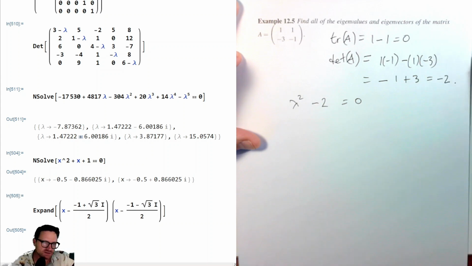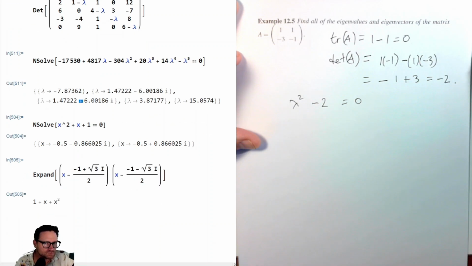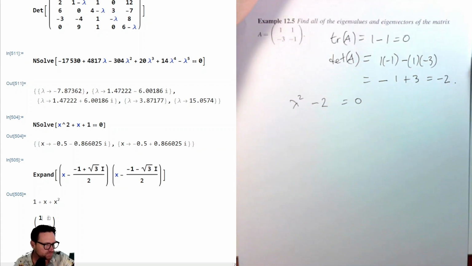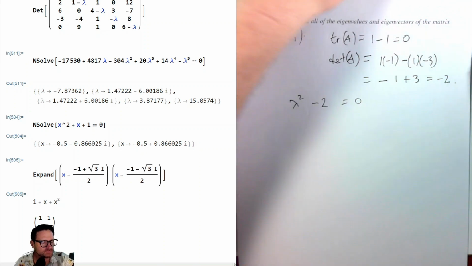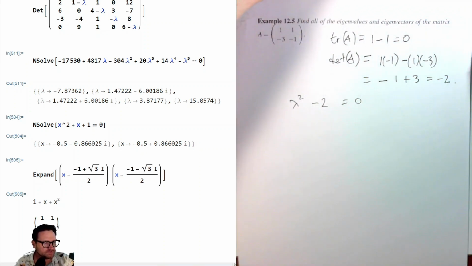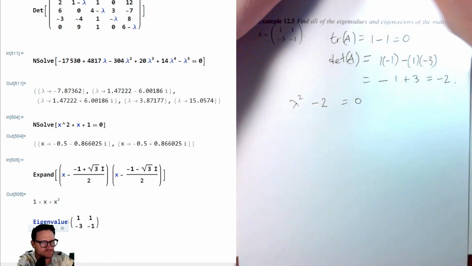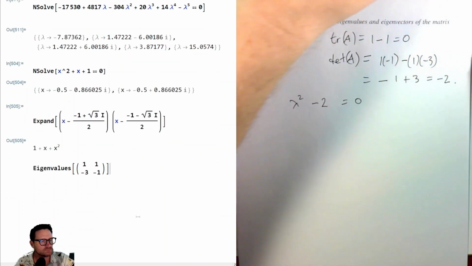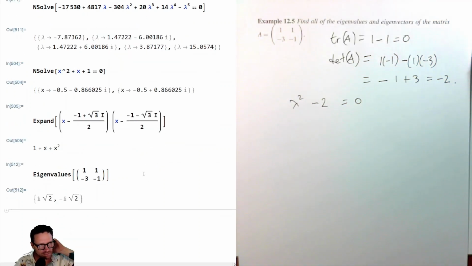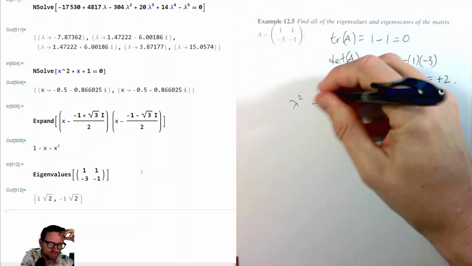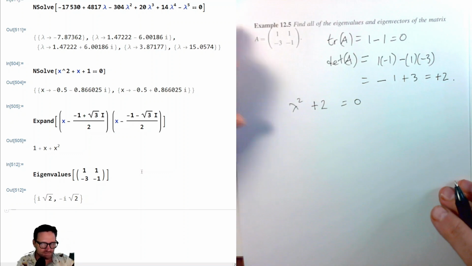Let me just double check this on the computer, because my notes say different. Okay, so this says that we should have, yeah, we have a positive determinant here, so that should be plus 2. Okay, so good.